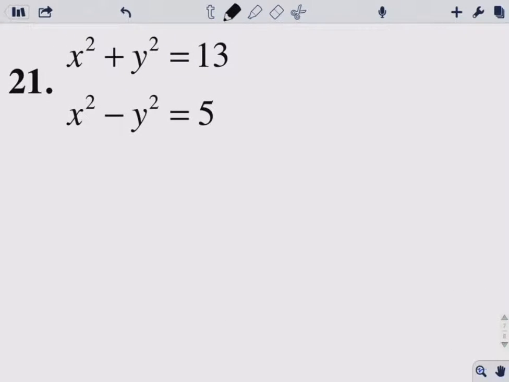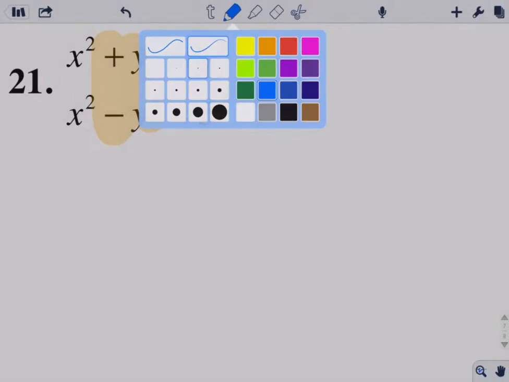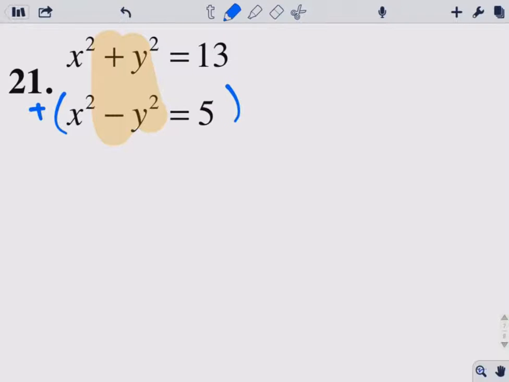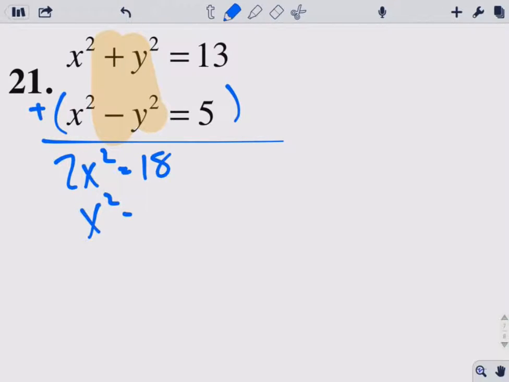Oh, well, this is set up nice and easy for us. Those will eliminate if I add them together, so let's do that. Makes our life a little bit easier. So I'll get 2x squared is equal to 18. X squared is equal to 9. X is equal to positive negative 3. So let's go. X is equal to 3.